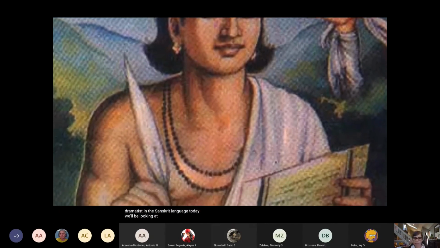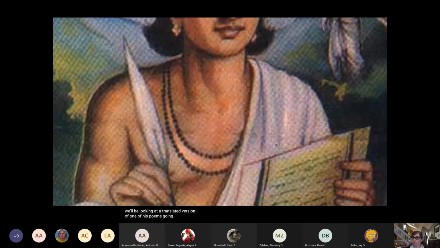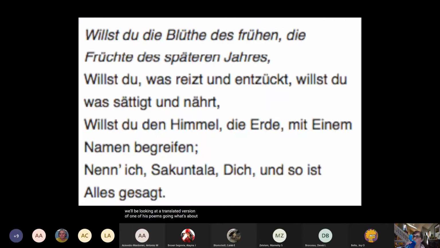Today, we will be looking at a translated version of one of his poems, Goethe. Wouldst thou the young year's blossoms and the fruits of its decline, and all by which the soul is charmed, enraptured, feasted, fed? Wouldst thou the earth and heaven itself in one sole name combine? I name thee, O Shakuntala, and all at once is said.